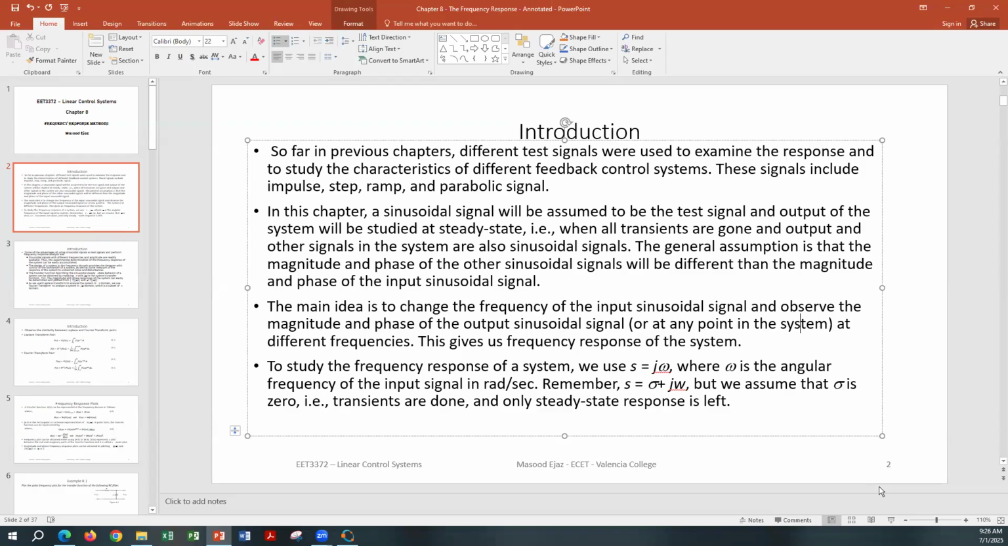And your sinusoidal is not hitting the peak value and negative peak value. It's still trying to settle down between those two values. But we are not going to consider that period. We are going to consider only when the system has settled down between the two sinusoidal limits. And then we are going to change the input frequency to observe how the output of the system is changing as you are changing the frequency.